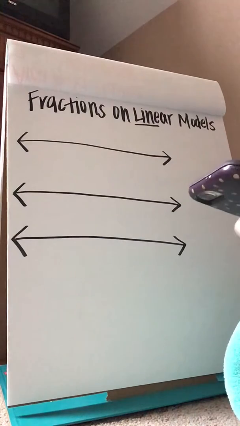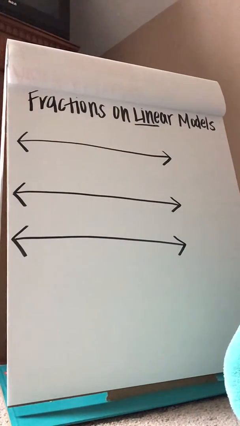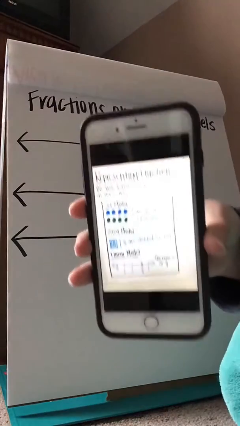The first way that we learned was with a set model, which is where you're using a set of items. The second way was an area model, where you are drawing an area of space, and you're actually shading in to show a fraction. And then the third one is a linear model, which is where you're basically using a number line.